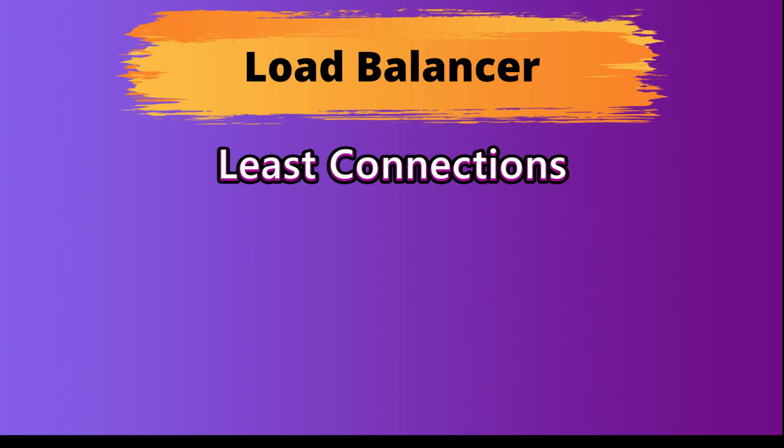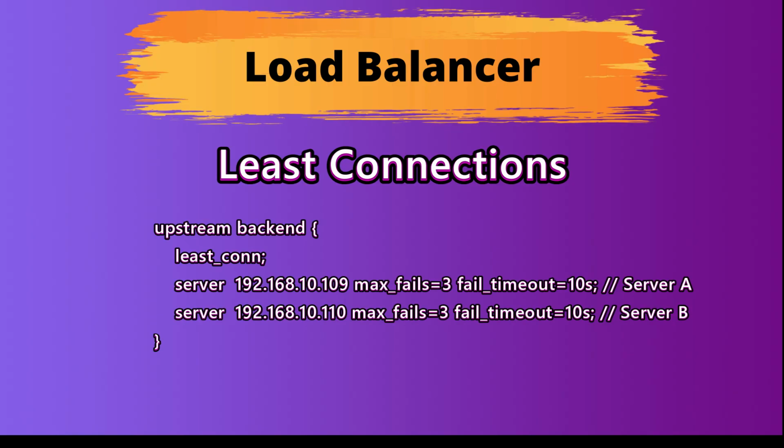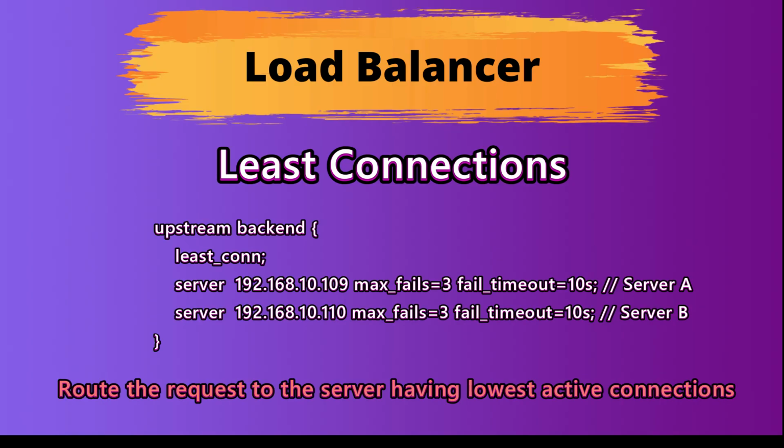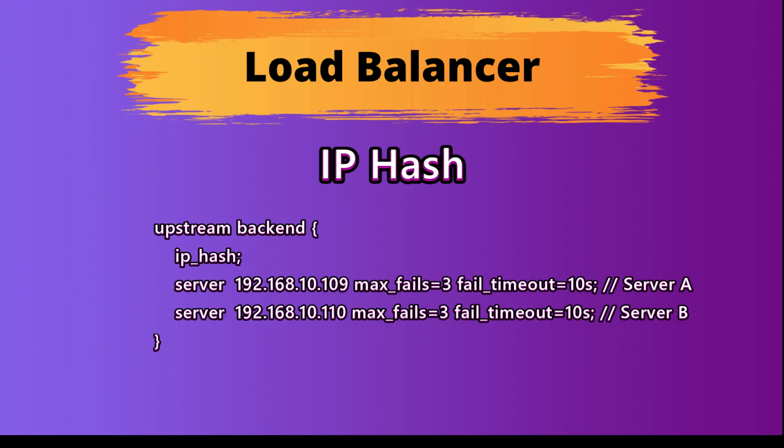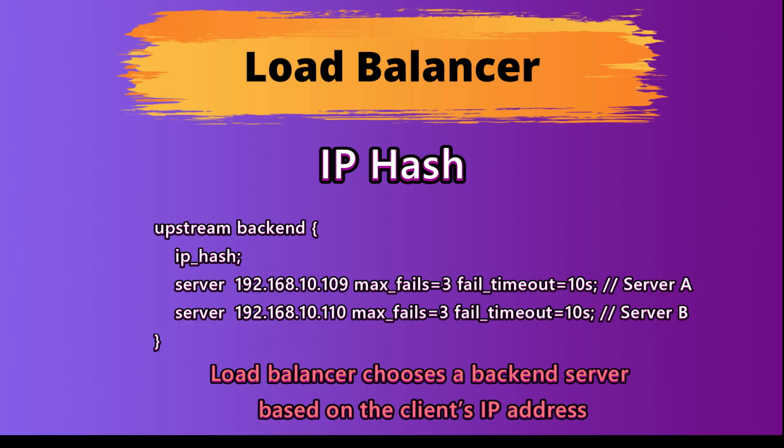Least connection. Send the request to the server with the fewest active connections. We can configure least connection in this way by providing least_conn inside the upstream. IP hash. IP hash is an algorithm where the load balancer chooses a backend server based on the client's IP address. So one user will always go to the same server when distributing the traffic. The upstream will look like this for IP hash.